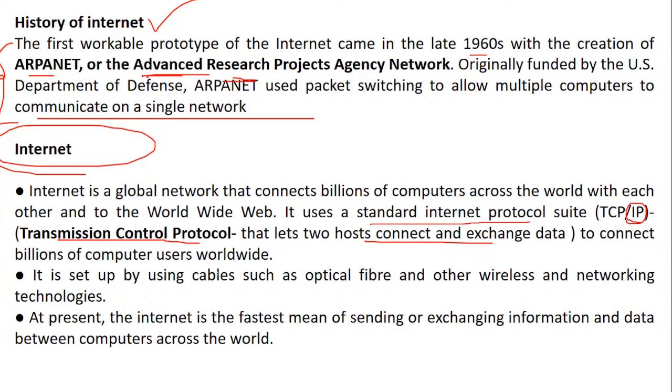It is set up by using cables such as optical fiber. If you see 2019, this question of optical fiber was very common, and other wireless and networking technologies. At present, the internet is the fastest means of sending or exchanging information and data between computers across the world.